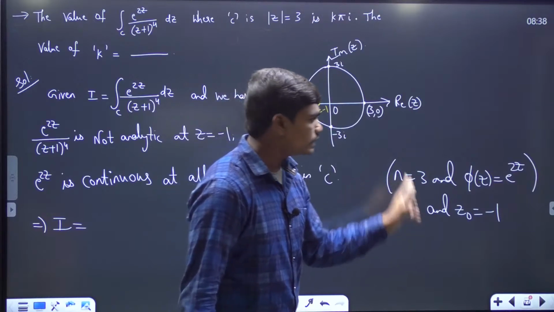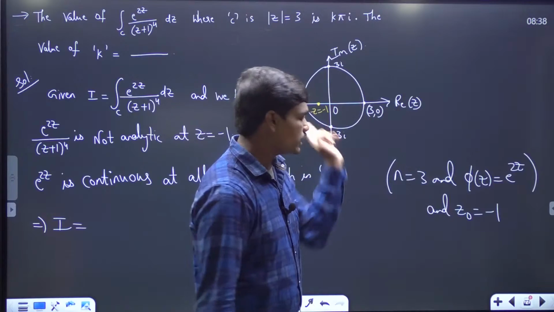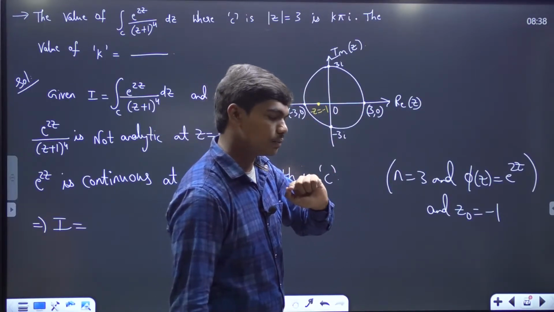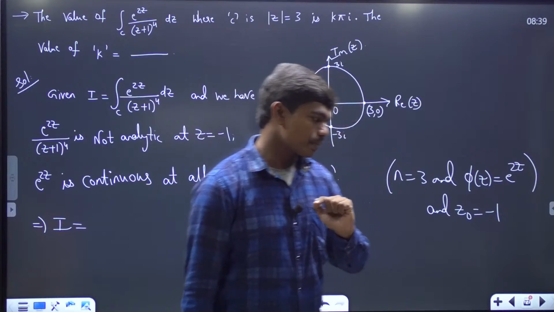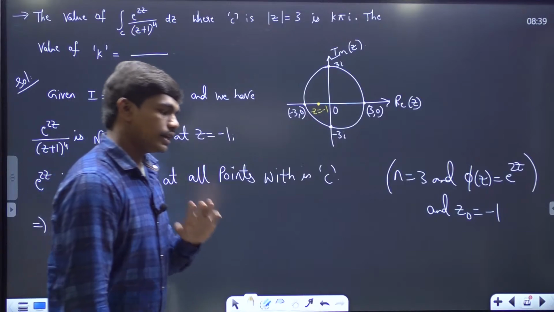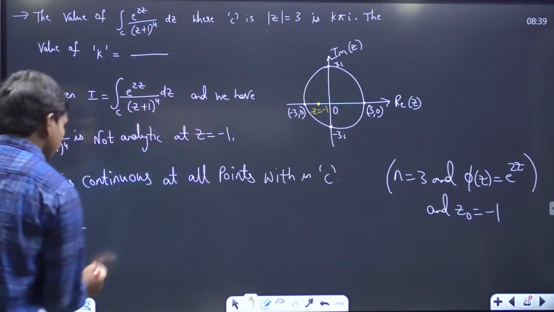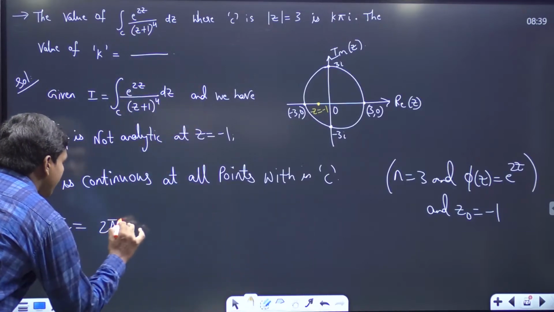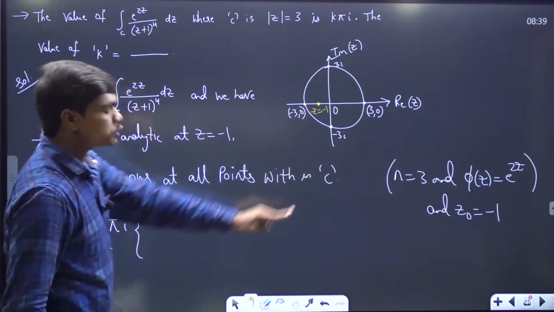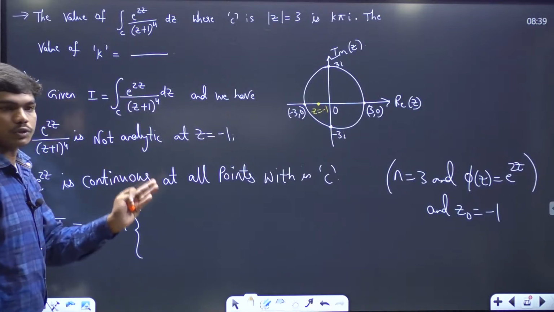Can you all understand why these three values are in this way when you compare this integration with respect to Cauchy's integral formula? Yes. So if that's the case, we can write I is equal to 2 pi I into, see, if n value is 3, you should go for the third derivative of this e power 2z.